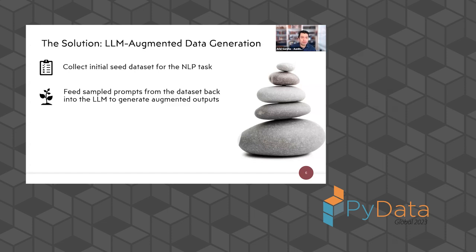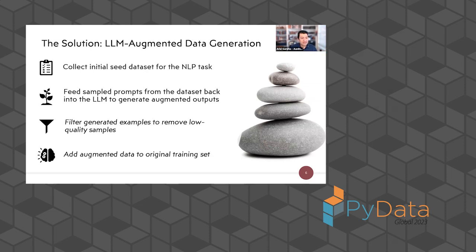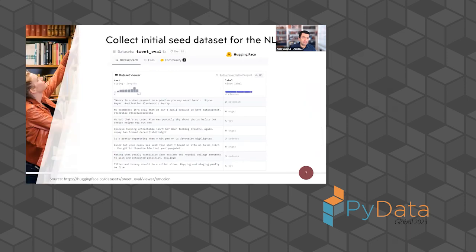I feed these samples with prompts from this data set into the LLM in a way that will augment my training data. And then I filter generative samples to remove low quality samples. So feeding my seed data into the LLM, getting the output, and filtering it to make sure that I have quality data. And then I add the augmented data to my original training set. This is a pattern that I follow in some of the stuff that I do day to day, and it's been really useful to me to get better results.